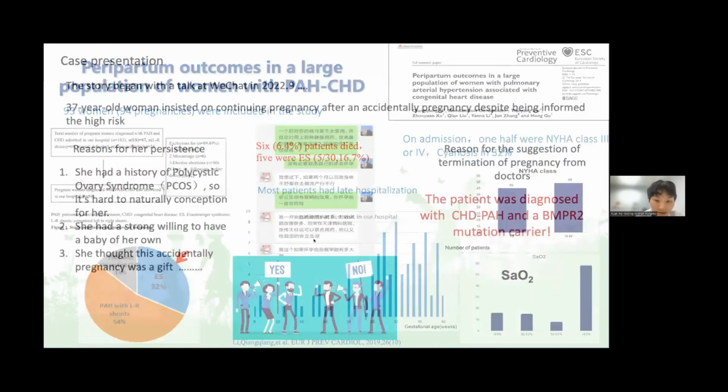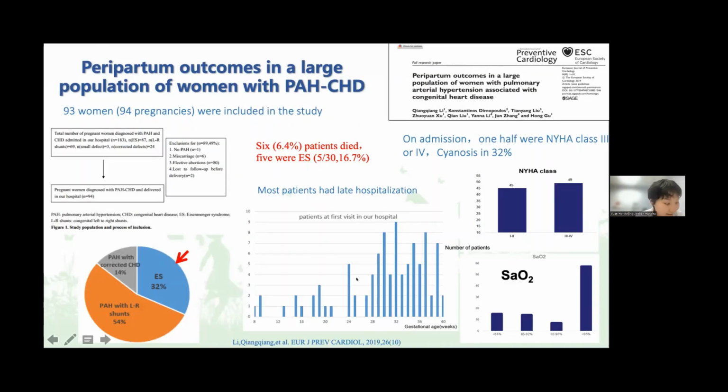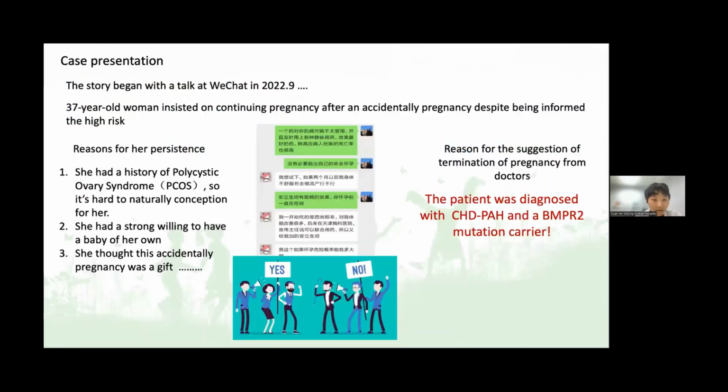And I'm sorry, 6 patients died, and 5 of them were Eisenmenger syndrome. So the outcome of pregnancy in patients with Eisenmenger syndrome was generally improved. And finally, I want to share a tough case we confronted recently. So the story began with a talk on WeChat in September 2020.